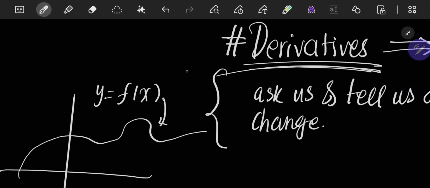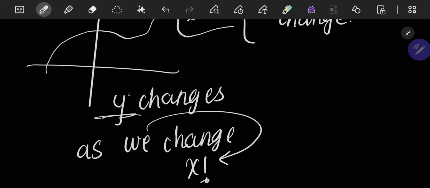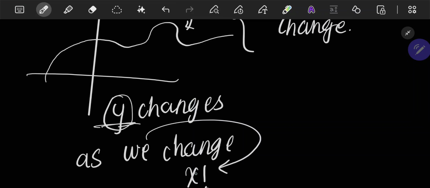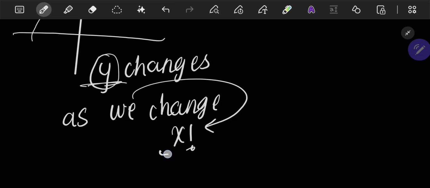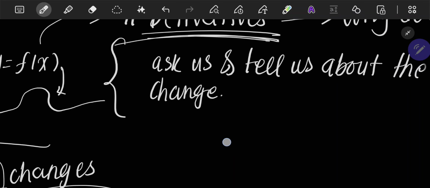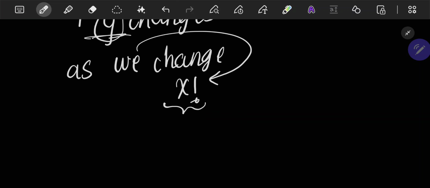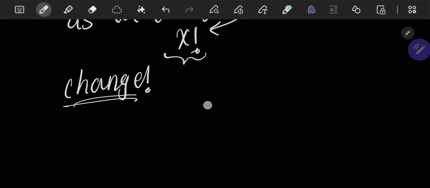So this is essentially the basic concept of derivatives. They tell us about the rate of change of a function as this input value changes. So that is the basic concept of a derivative. Now, this is important because in physics and in many areas of mathematics, we talk about change. This is an important concept.